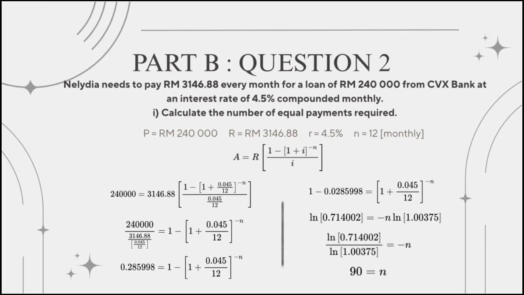We enter the loan amount of 240,000 as A, the monthly payment of 3,146 ringgit and 88 cents as R, and the monthly interest rate of 0.045 per 12 as I. Then we rearrange the formula to find N, which is the number of payments. After doing the logarithmic calculation, we get the value of N equal to 90. This means that Neledia needs to make 90 monthly payments.